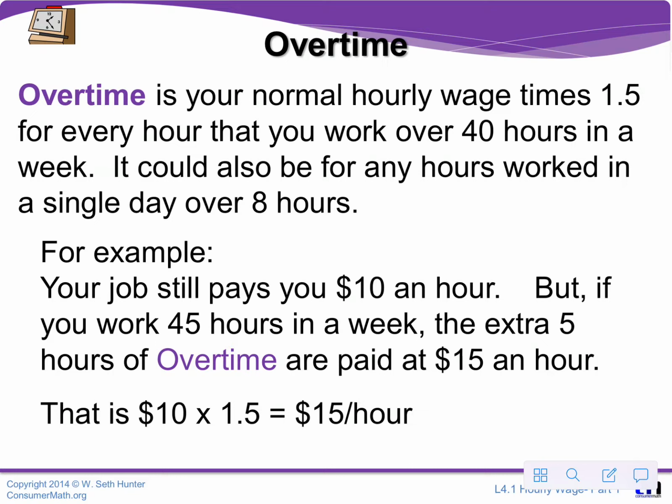Overtime is your normal hourly wage times 1.5 for every hour that you work over 40 hours in a week. It could also be for any hours worked in a single day over 8 hours. For example, your job still pays you $10 an hour, but if you work 45 hours in a week, the extra 5 hours of overtime are paid at $15 an hour. That is 10 times 1.5 equals $15 an hour.